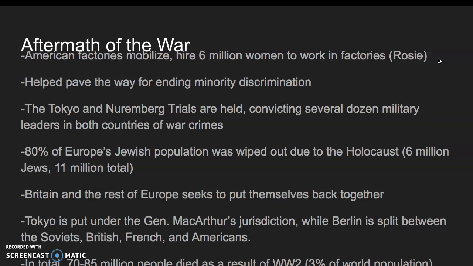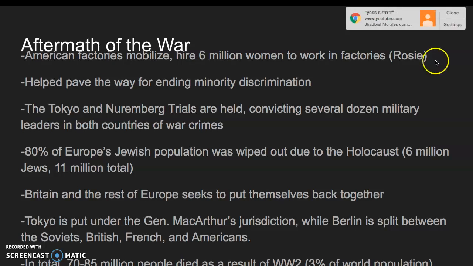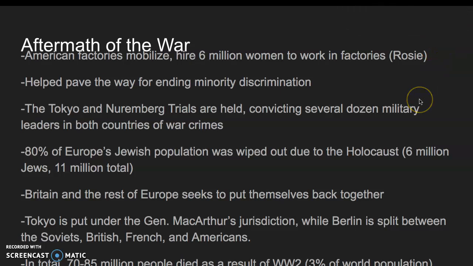The Tokyo and Nuremberg war trials are held, convicting several dozen military leaders in both countries of war crimes. 80% of Europe's Jewish population was wiped out due to the Holocaust. 6 million Jews, 11 million total.